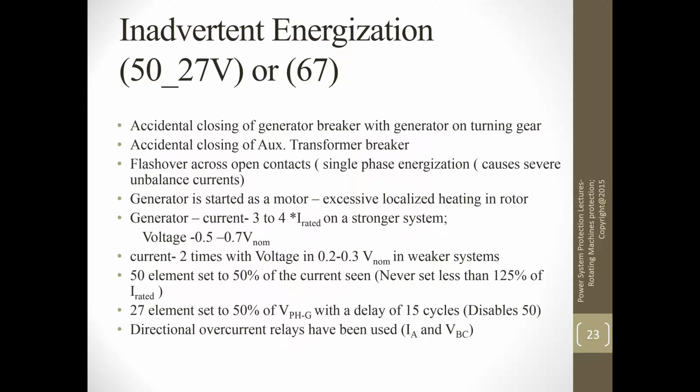So the generator is now started as a motor because there is no prime mover, and it produces local excessive heating on the rotor also. The current can be as high as 3 to 4 times the full load current, and the voltage is dipped to 0.5 to 0.7 of the nominal. In a weaker system, it could be 2 times the rated current at voltages of 0.2 to 0.3. So the overcurrent element is set to 50% of the current seen, never less than 125% of the I rated, and voltage is set to 50% of the phase to ground voltage with a delay of 15 seconds.